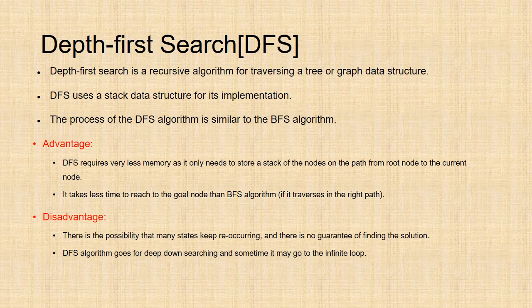The advantage of DFS is that it requires very little memory as it only needs to store a stack of the nodes on the path from the root node to the current node. It takes less time to reach the goal node than the BFS algorithm. The disadvantages are: there is the possibility that many states keep reoccurring, and there is no guarantee of finding the solution. The DFS algorithm goes for deep down searching and sometimes it may go to an infinite loop.